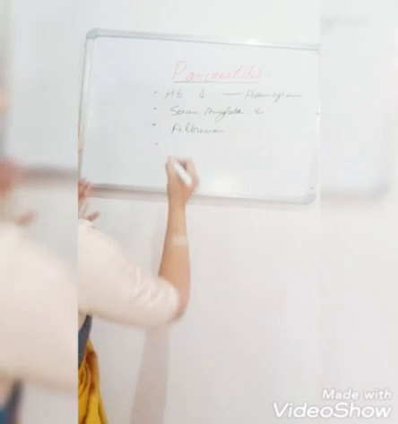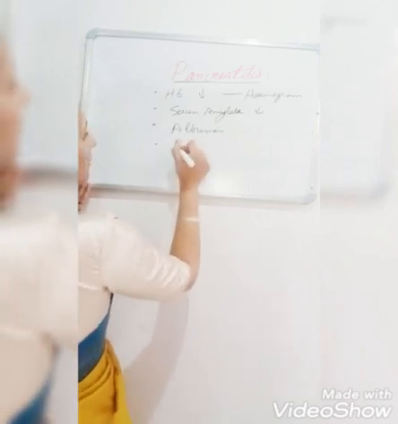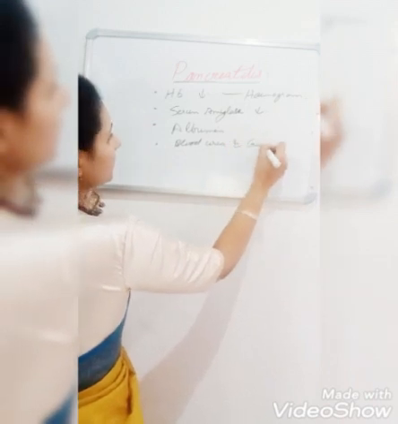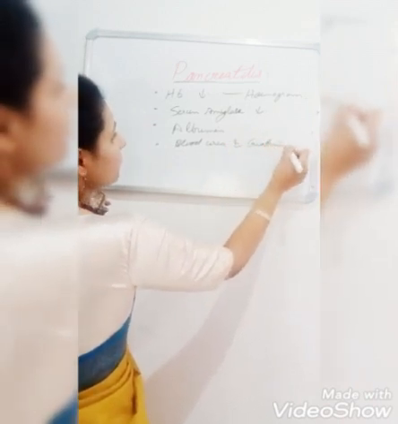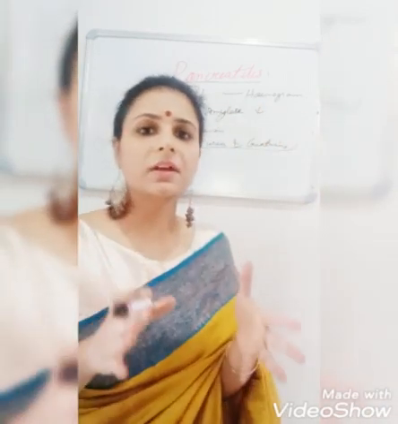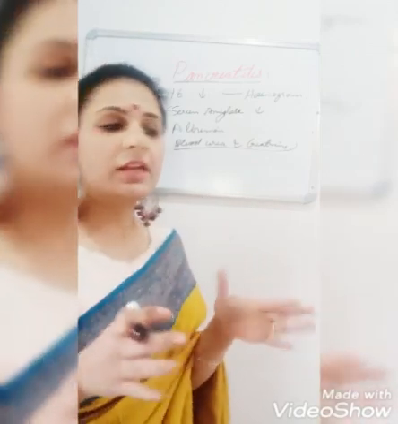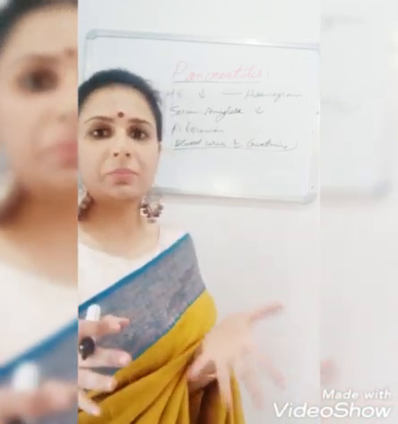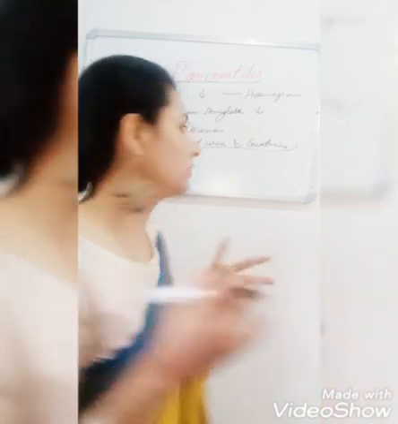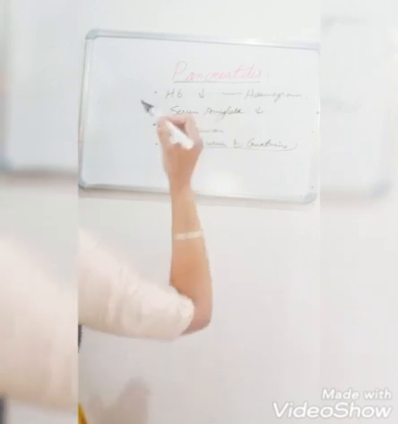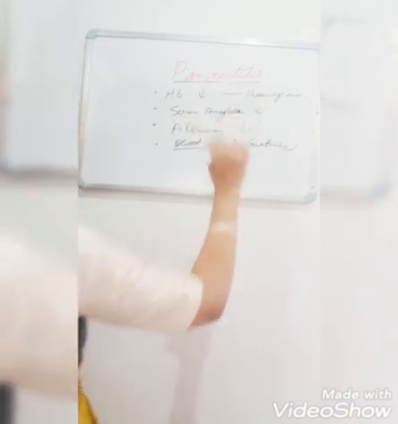Then blood urea and creatinine are also investigated. Blood urea and creatinine to check for any anomaly present in the kidney, to check whether there is any renal problem or renal dysfunction, so for that we will do blood urea and creatinine. Then albumins are low, proteins are low.